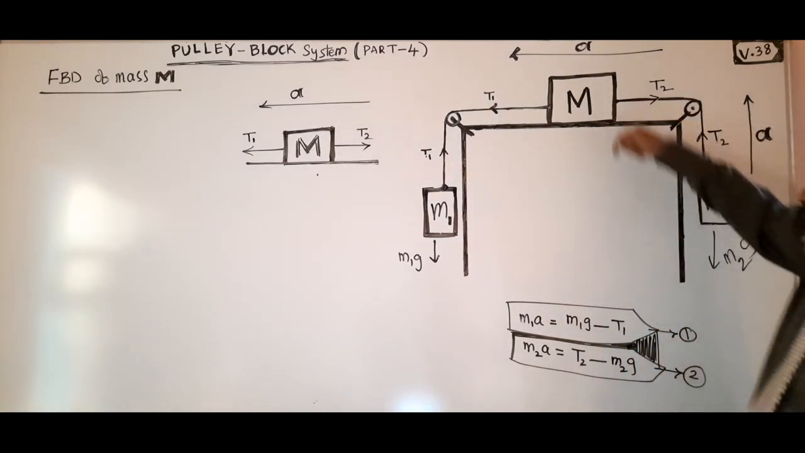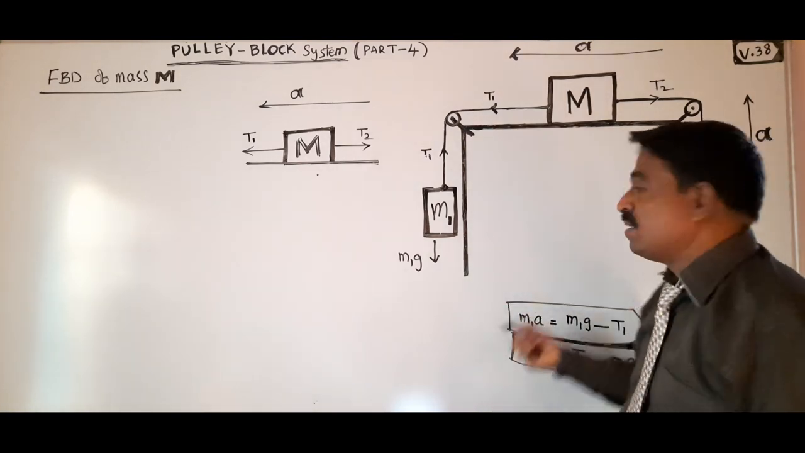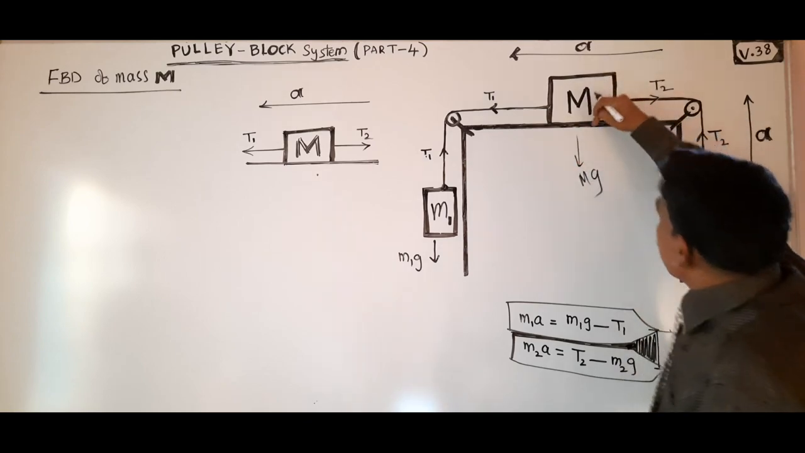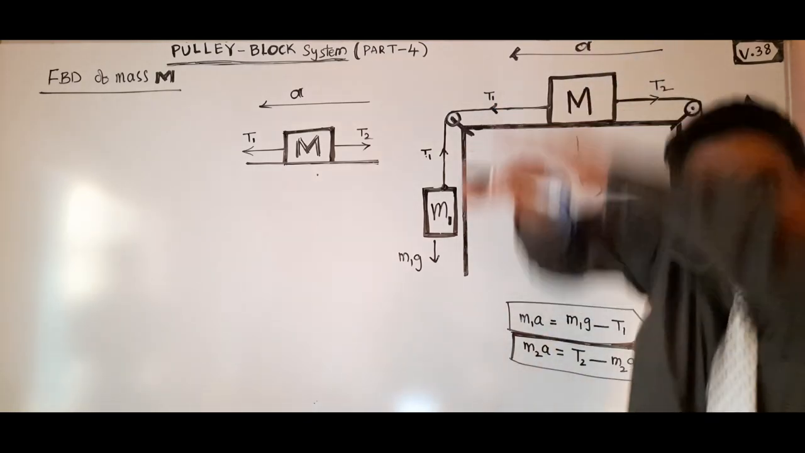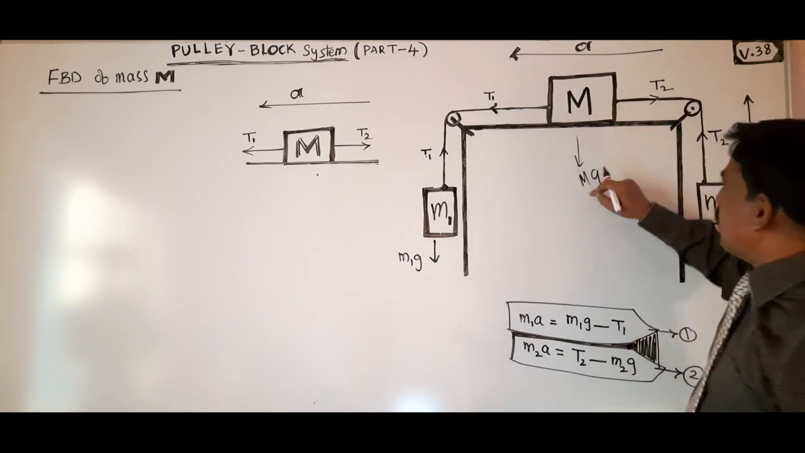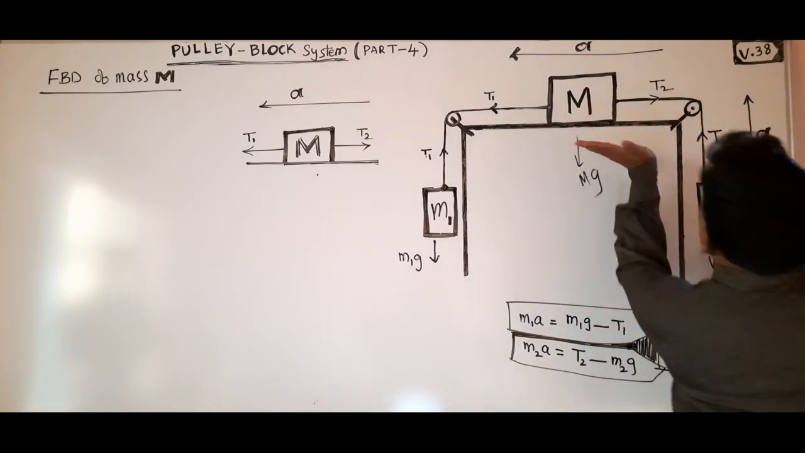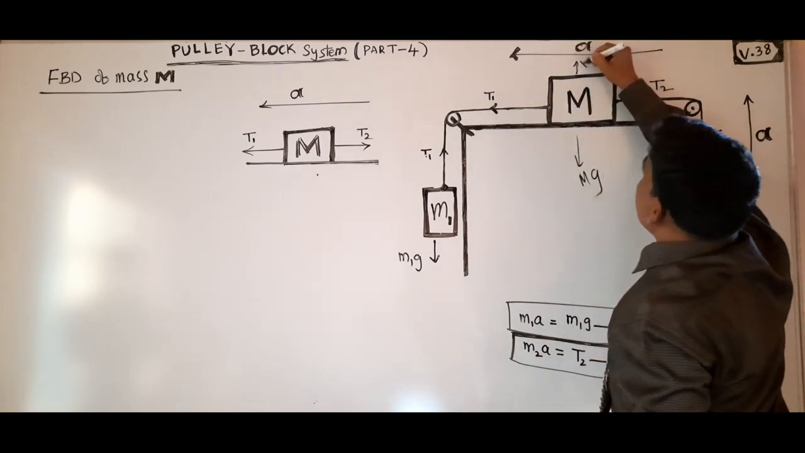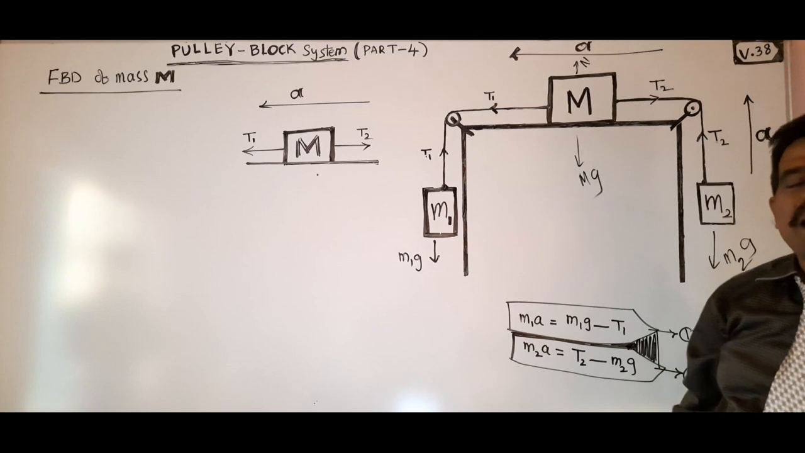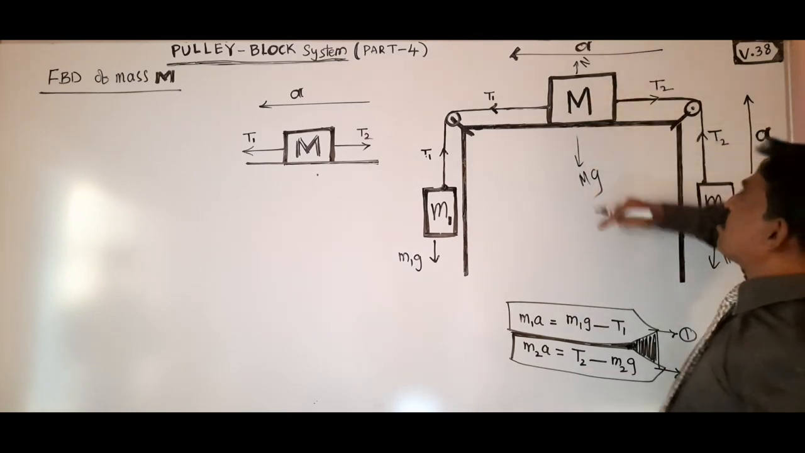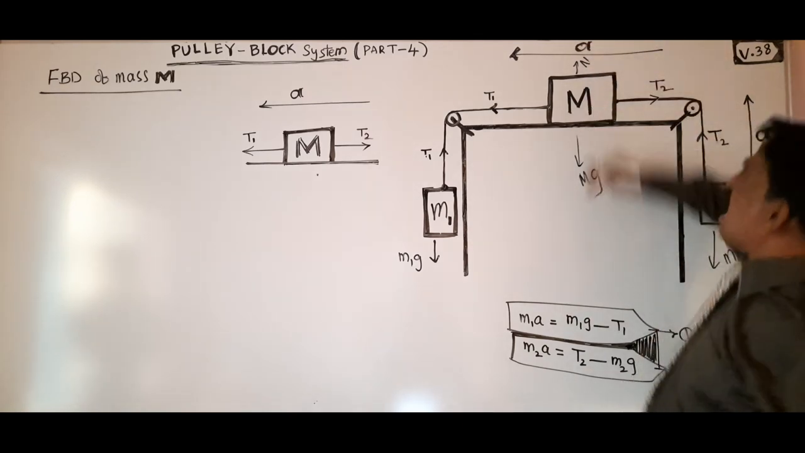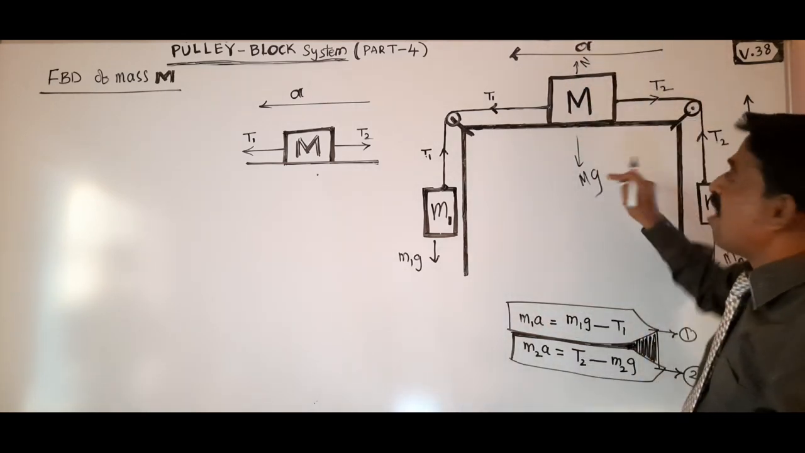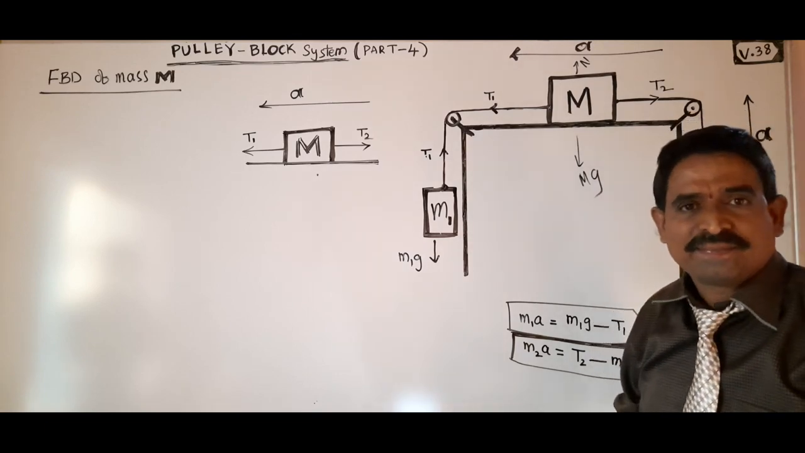Now, weight of the block is acting down. This capital M is applying some weight on the surface of the table. At the same time, the surface of the table applies some force in the upward direction that you are calling normal reaction. But the block is not moving along the y direction. It is not moving up and down. For that reason, upward forces are not taken into consideration.